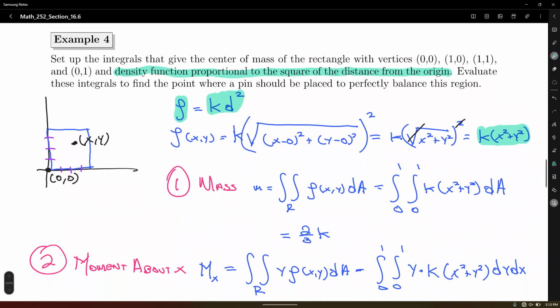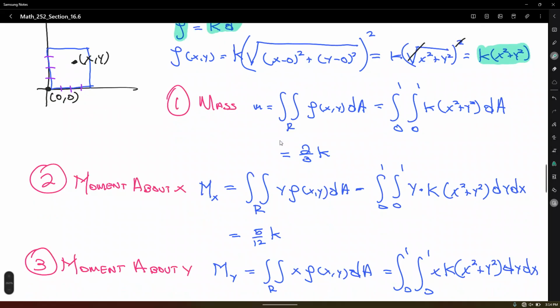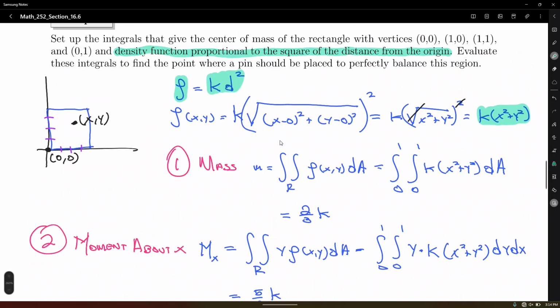Okay, number one, to find the center of mass, we need the mass and also the two moments. That means we will have to evaluate 3 double integrals, one for the total mass and 2 for the moments. One for the moment about x and another one for the moment about y. All right. So for the mass, that's a simple one. All we do is the double integral over the square region given by these 4 ordered pairs, these 4 points.